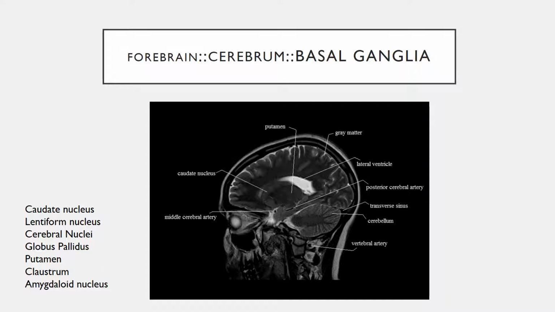The basal ganglia is located at the base of the forebrain within the cerebrum. It plays a role in motor movements, learning, emotion, and habit formation. The basal ganglia is also composed of various components, so there's lots of parts to the basal ganglia.